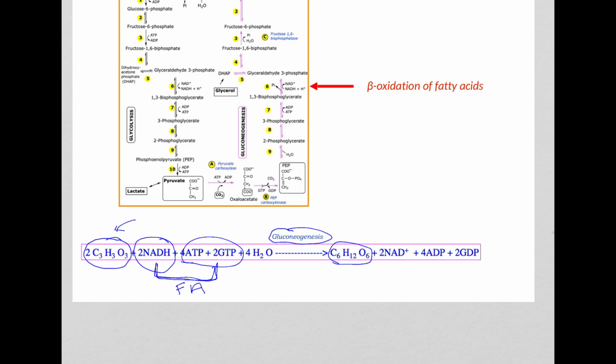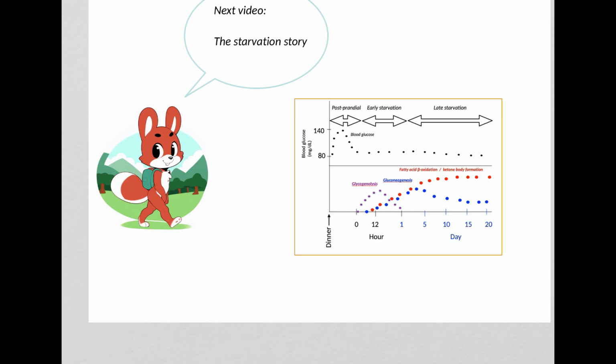So in the next video, we shall now look at this starvation story. So now that you know what we need for gluconeogenesis and what gluconeogenesis is, we shall now see what happens as we go from early starvation to late starvation and even all the way to, maybe this is 20 days here. What happens, let's say, after 50 days in prolonged starvation?